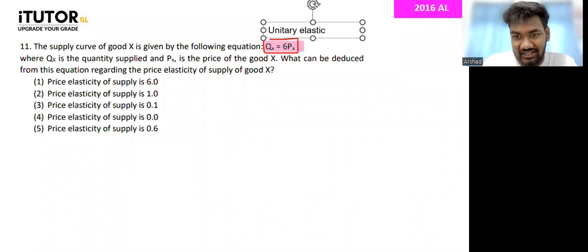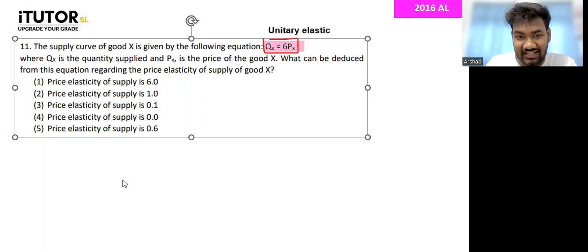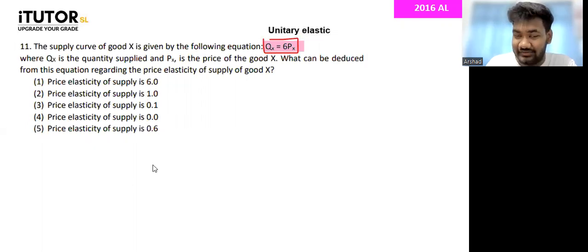You don't have to do calculations here. So can you tell me, guys, what will the PES be? 1, 2, 3, 4, 5. Unitary elastic means PES is going to be 1, right? So the answer is going to be number 2. Is that okay? I explained how this came last class, so I'm not going to explain today. For those who missed last class, please go back and watch that recording. Done. Going to the next.